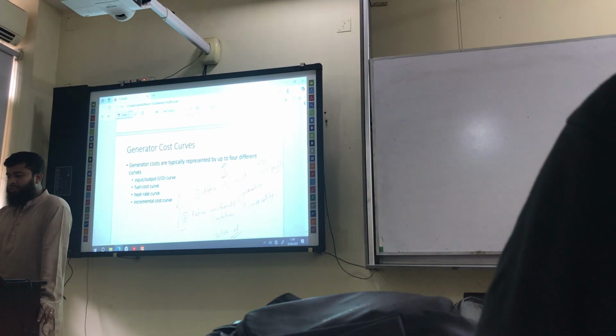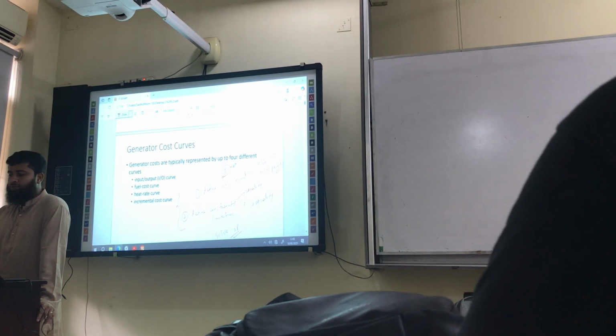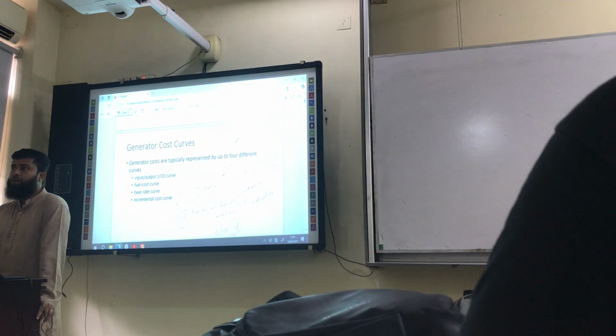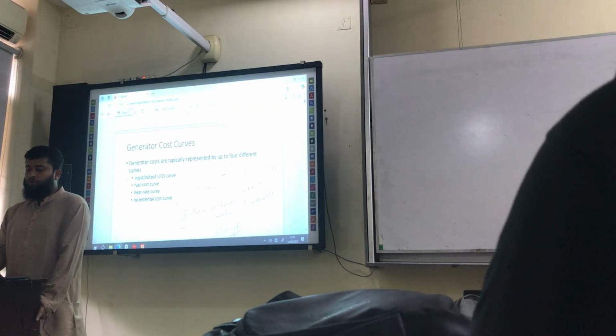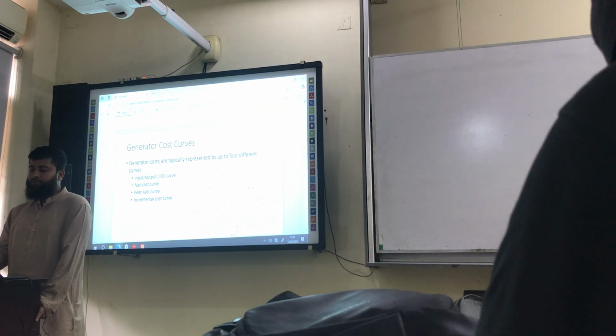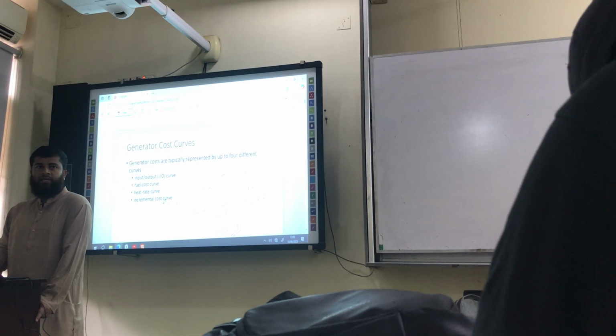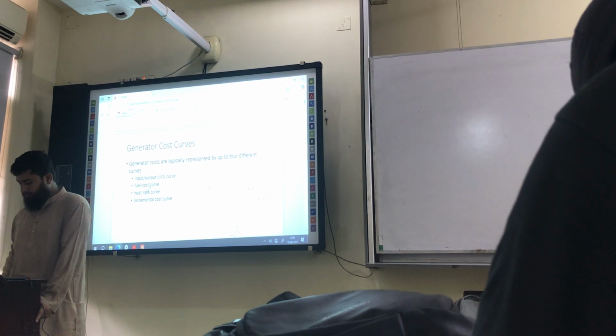This is obviously a mathematical problem, so we have to formulate all the expressions like fuel cost, objective function, and constraints mathematically. That's why we need to study the generator cost curves. There are 4 types of generator cost curve: input-output curve, fuel cost curve, heat rate curve, and incremental cost curve. Now we will explain these 4 curves separately.